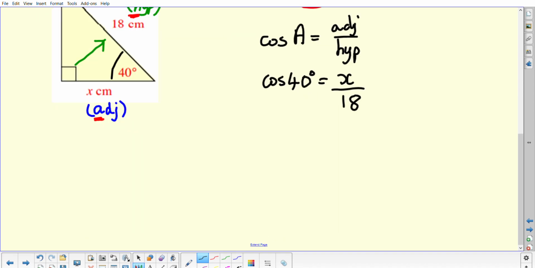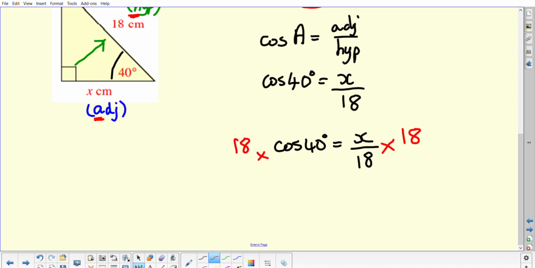So that's the first bit. And now you need to rearrange this so that I get X on its own. So in order to do that, I need to think about how I can get rid of this 18 that's on the bottom. Now that 18 is like dividing by 18, so the way to get rid of a divide by 18 is of course to do the opposite, which is multiply by 18, and we would do that on both sides. And obviously over here when I do that, it cancels, so I'm just left with X on its own.